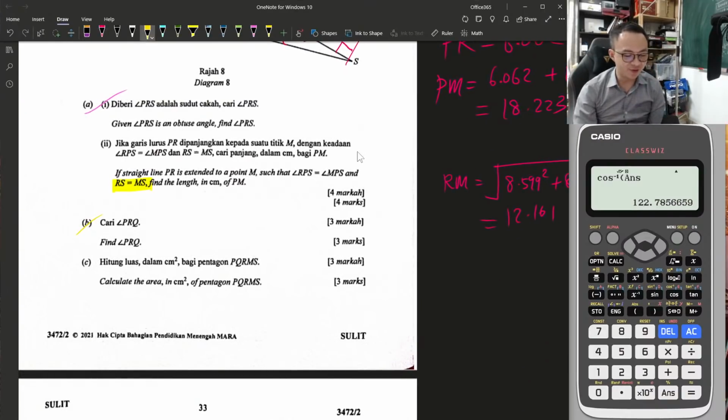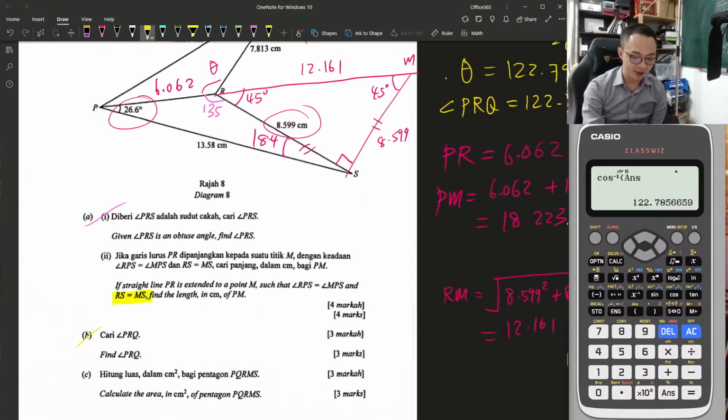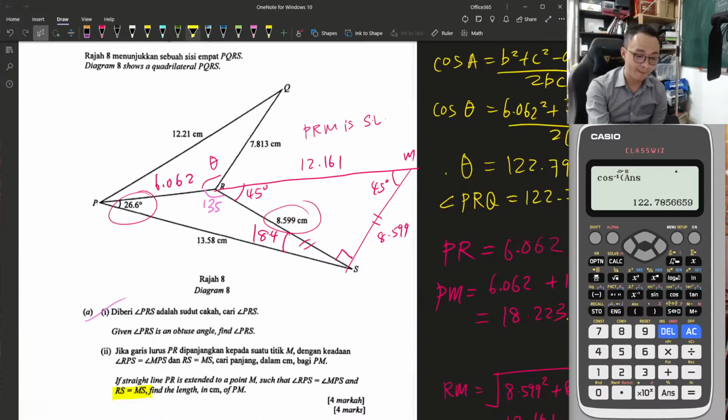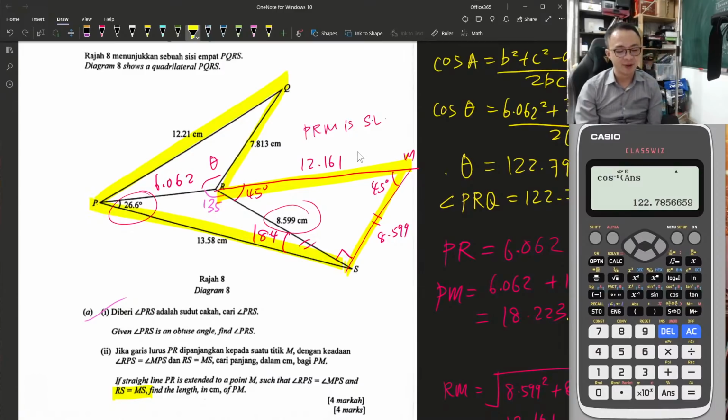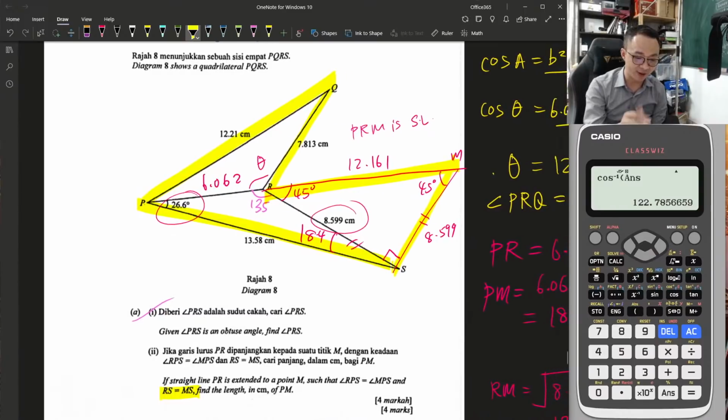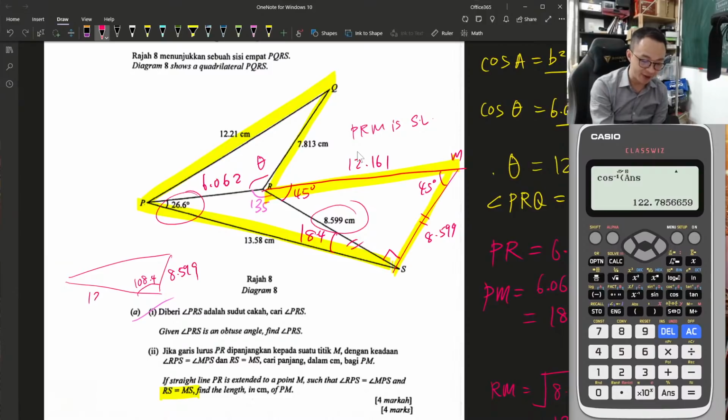Okay, then they ask us to find the area for PQRMS. So basically they ask about the whole diagram. Alright, so I will just add 2 triangles here. First is the bottom triangle. This angle is 90 plus 18.4, so it's 108.4. Here is 8.599. The other one is 13.58.